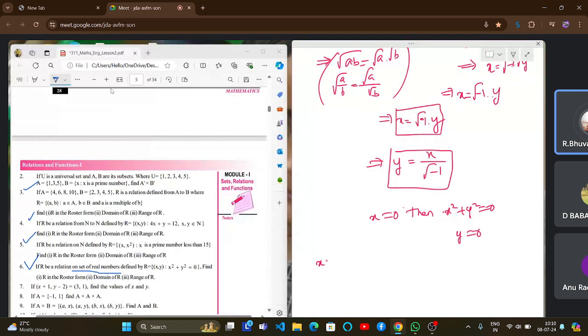Put x equals to 1, then 1 plus y square equals to 0. So y square equals to minus 1 and y equals to square root of minus 1. Is this a real number? Plus or minus root of minus 1. Is this real number? No, sir. It is not real number, right?